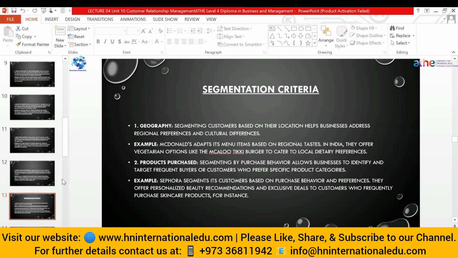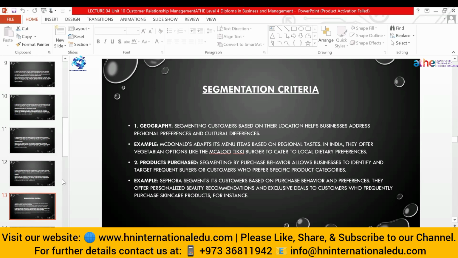For example, McDonald's adapts its menu items based on the regional taste. Like in India, they offer vegetarian options like the McAloo Tikki burger to cater to local dietary preferences. It depends wherever you live. It's a vegetarian country mostly. People don't like to eat meat most of the time.